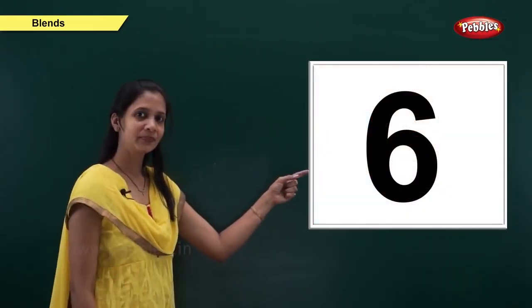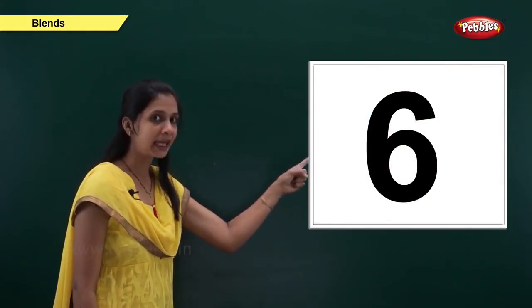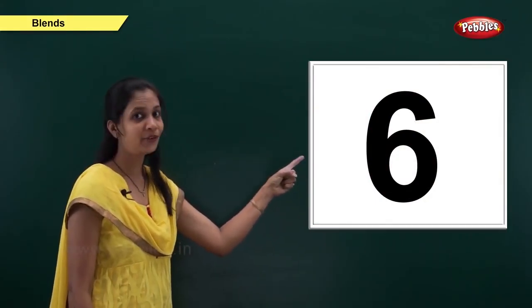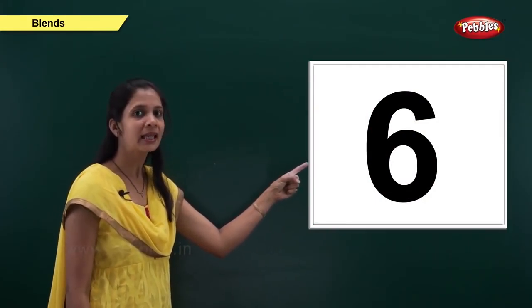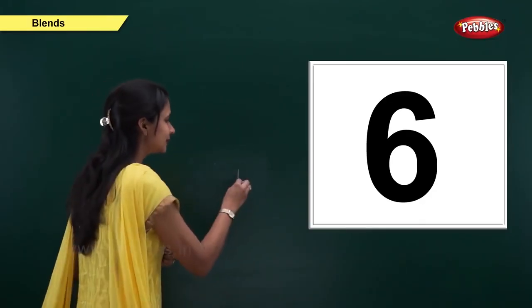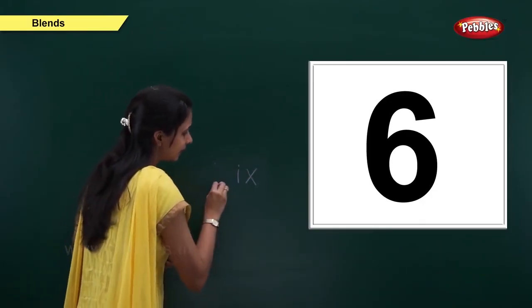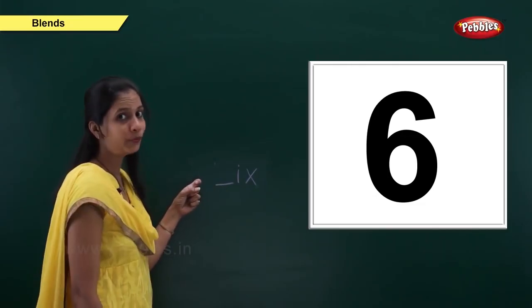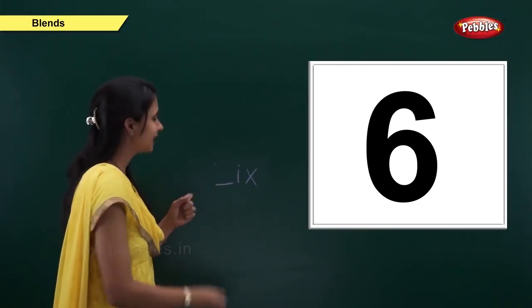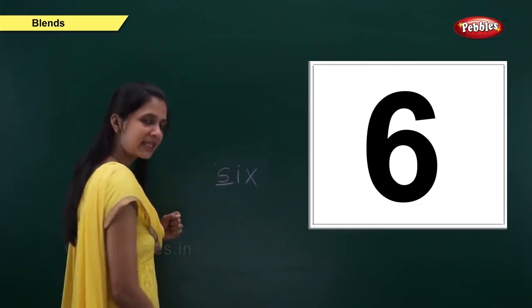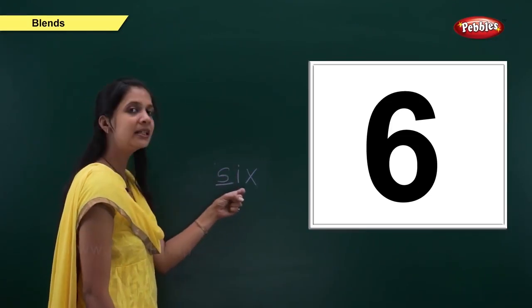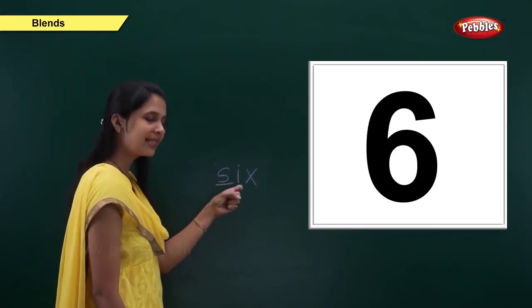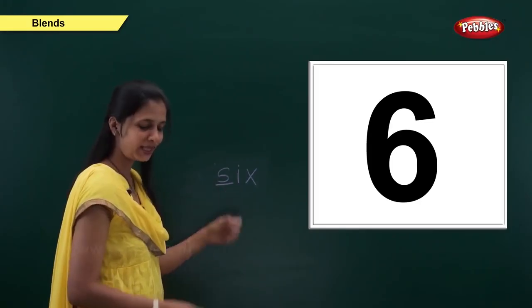Now next one. What is it? Yes, it is six. So what is the first sound of it? S. Yes. So which letter? S. Yes. S says S. S-I-X. Six. Okay.